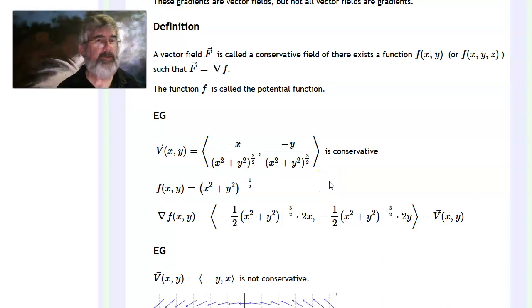I should point out this is conservative everywhere except for one point, because at the origin, the vector field isn't even defined. When you plug in 0, 0 for x and y, you've got to divide by 0 here.